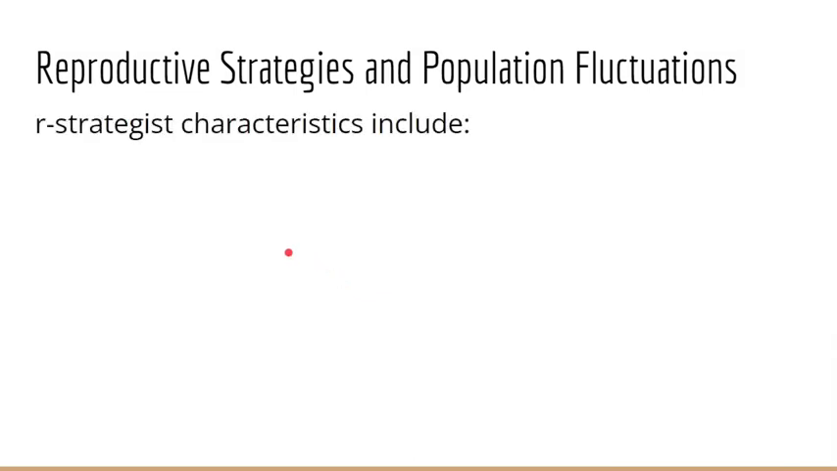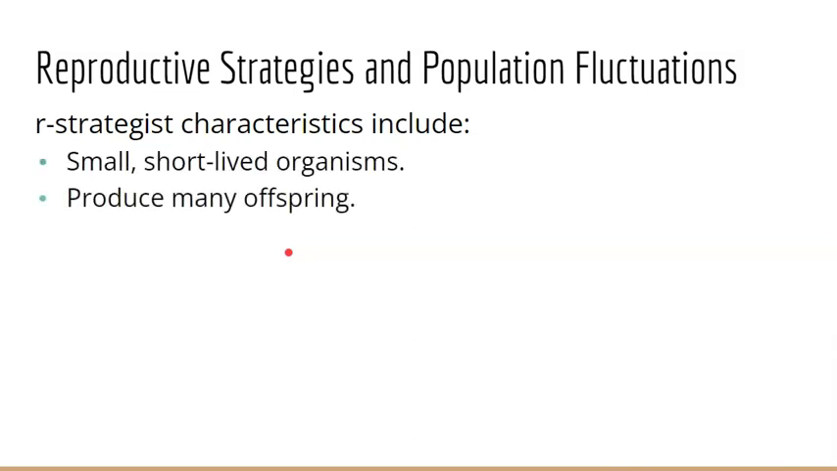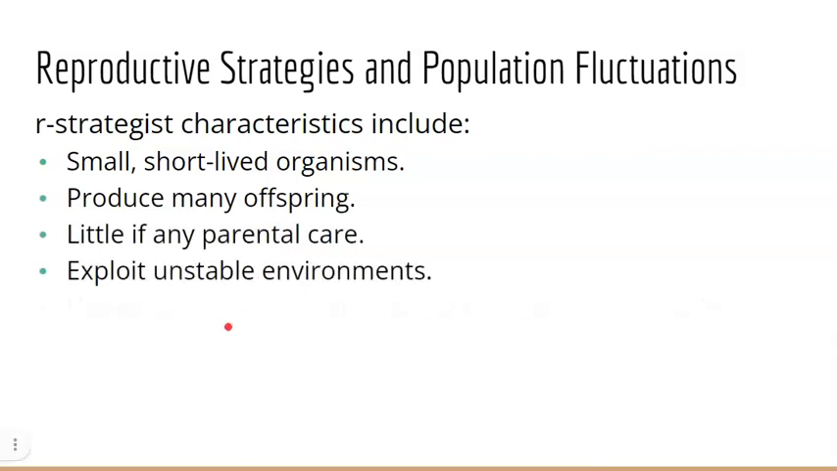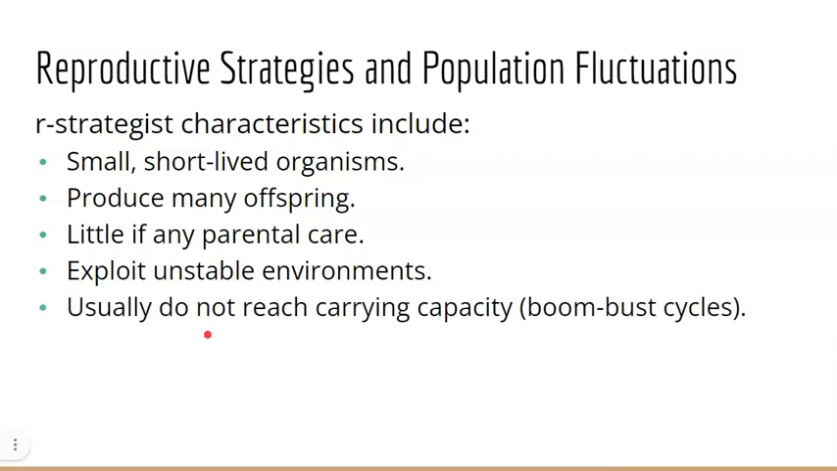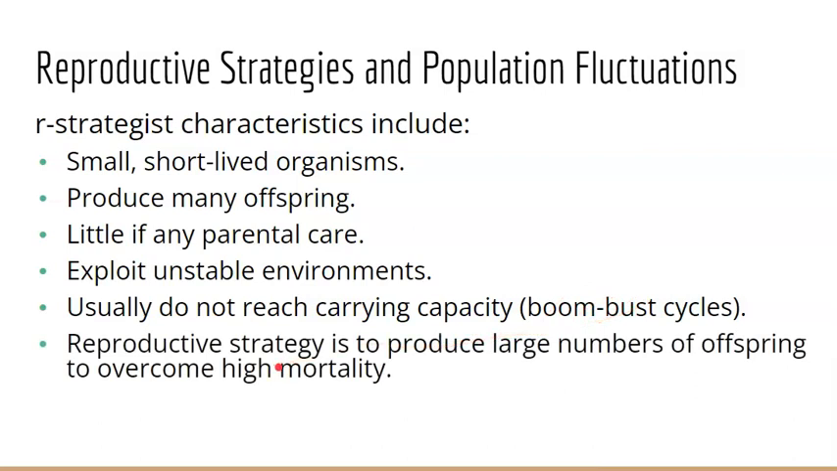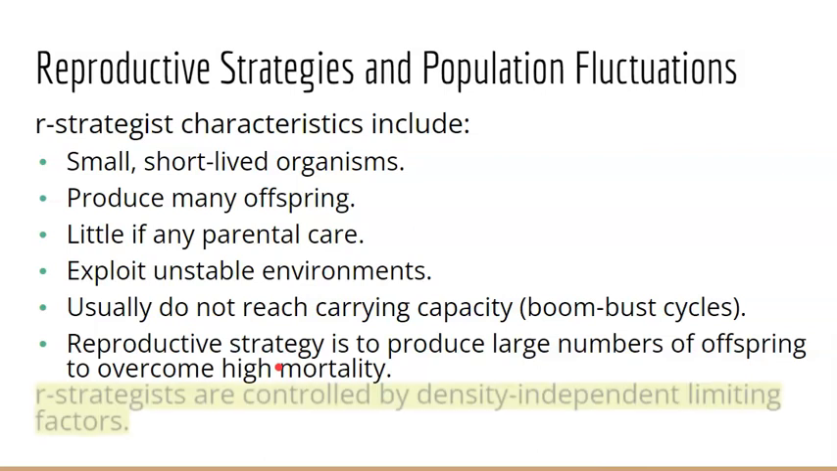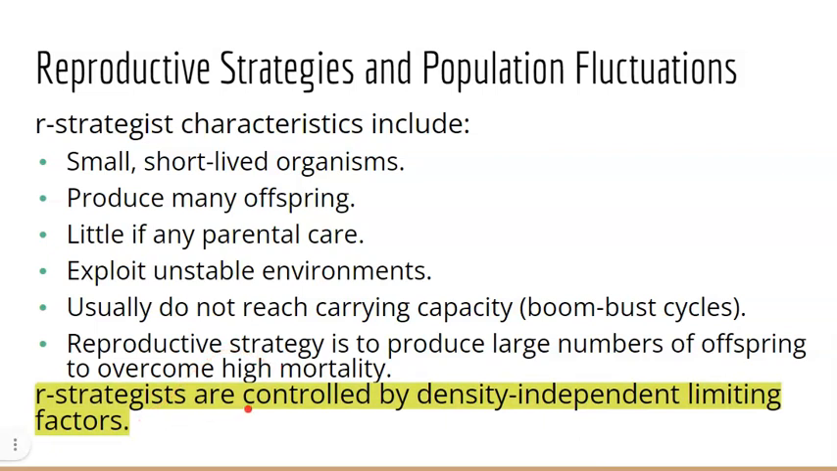R strategists' characteristics include they're small, short-lived organisms. They produce a lot of offspring, with little, if any, parental care. They exploit unstable environments. They usually do not reach carrying capacity. They go through a boom-bust cycle. And the reproductive strategy is to produce a ton of offspring to overcome the high mortality. So they're having a ton of offspring knowing that sometimes 90, 95, 99% of them will not make it to reproduce on their own. R strategists tend to be controlled by density-independent limiting factors.